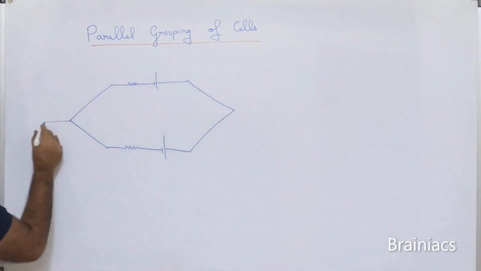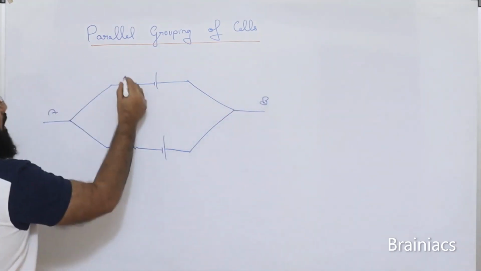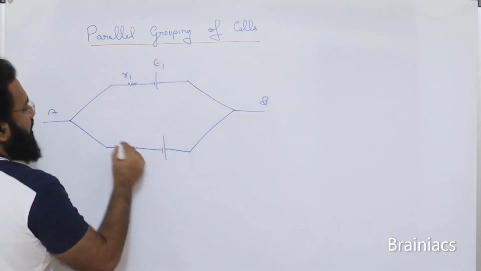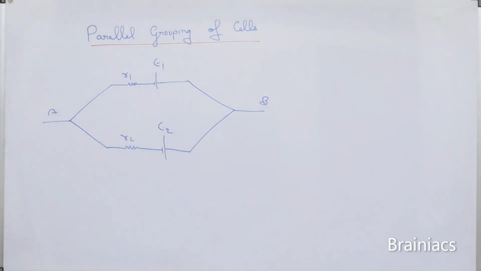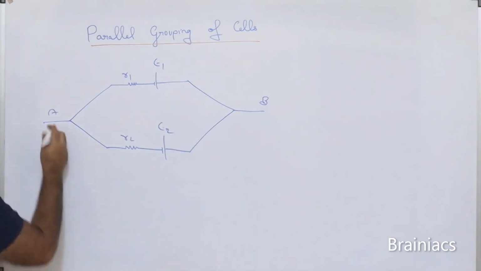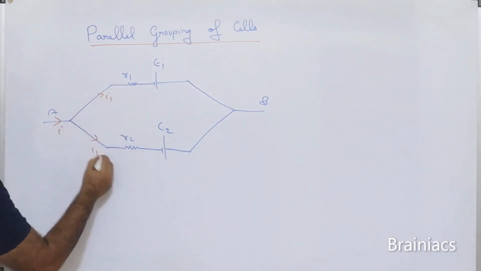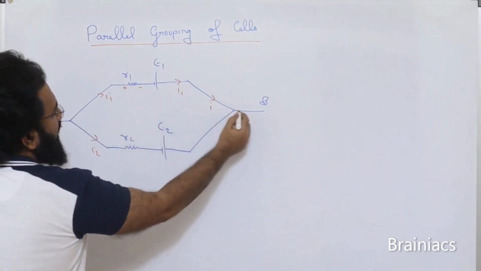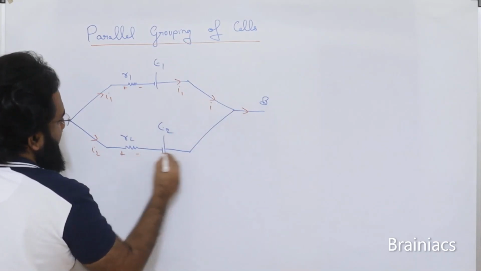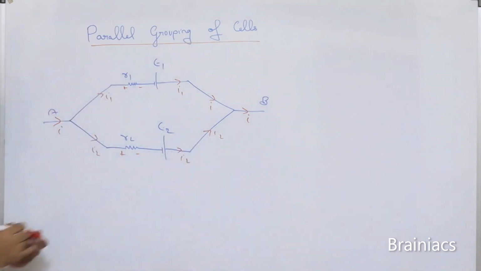Okay, so this terminal we consider as A, this terminal we consider as B. R1, E1, R2, E2. Okay, so suppose current I is coming. So this is divided into I1, I2. So going plus minus, I1 is coming. Okay, and here plus minus I2, and they will join, and that becomes I itself. Okay, right.